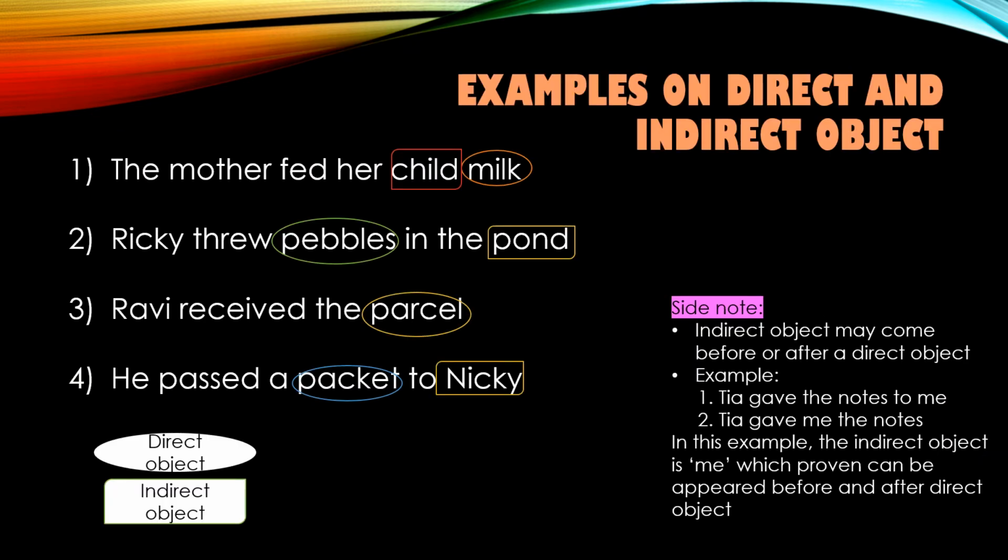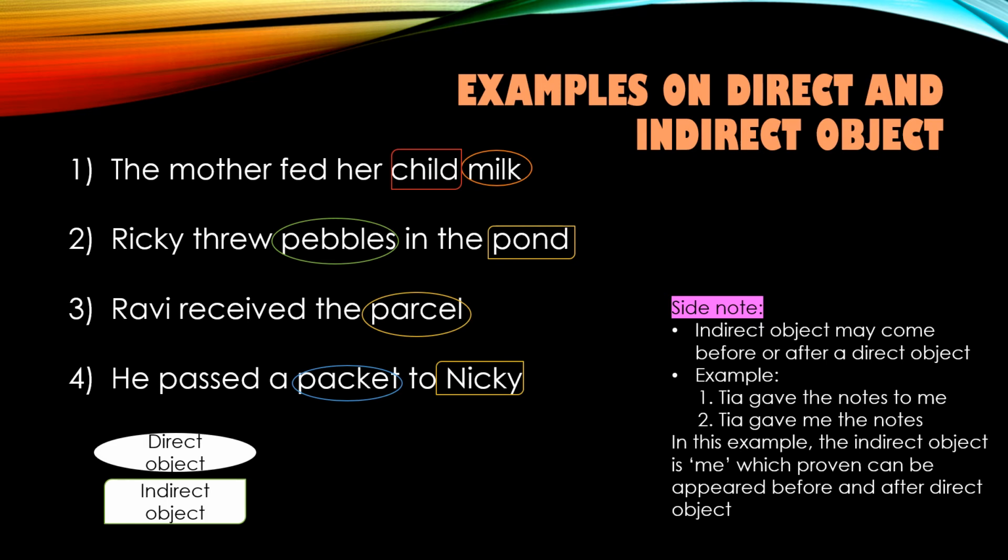So the examples are, first, the mother feed her child milk. Okay, remember, direct object is something that answers the question of what and whom. So the mother feed. What she feed? She feed milk. So the direct object here is milk. So how to determine the indirect object? Indirect object answers the question of to whom, for whom, from whom, and etc. So the mother feed milk. To whom she feed the milk? She feed the milk to her child. So the indirect object here is the child.